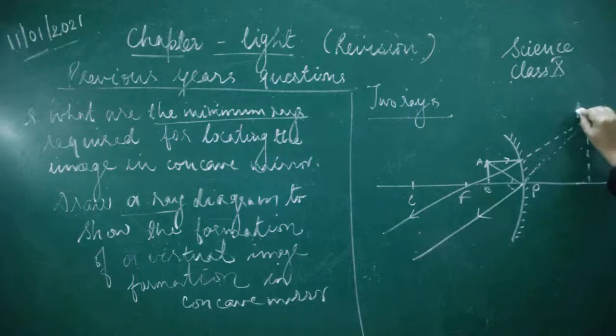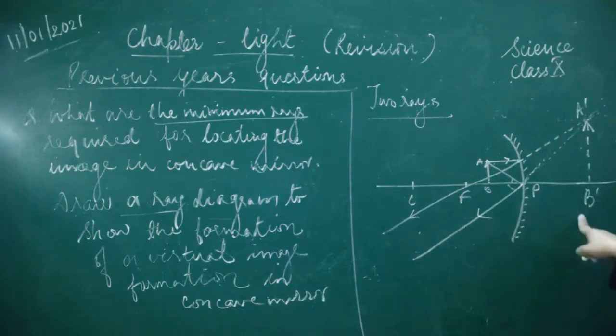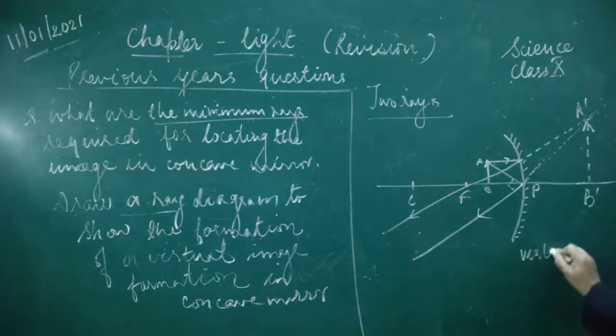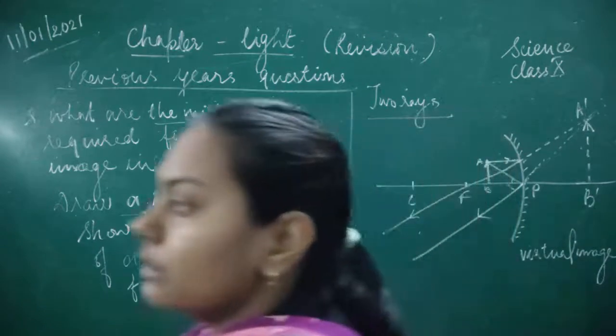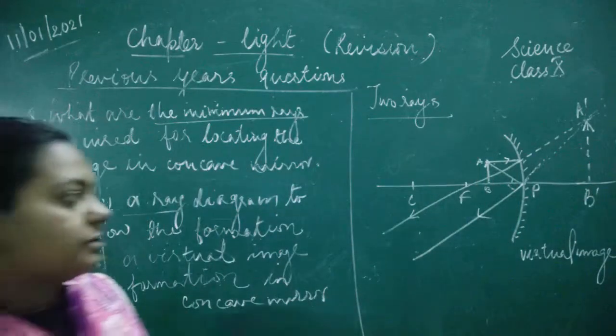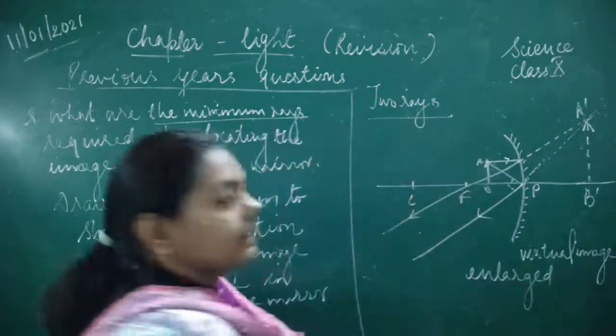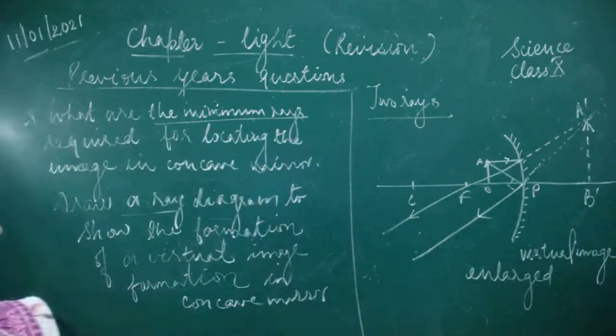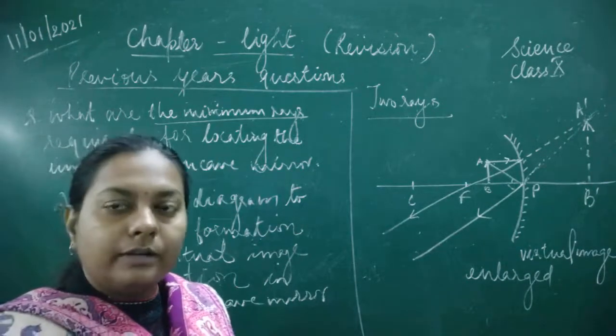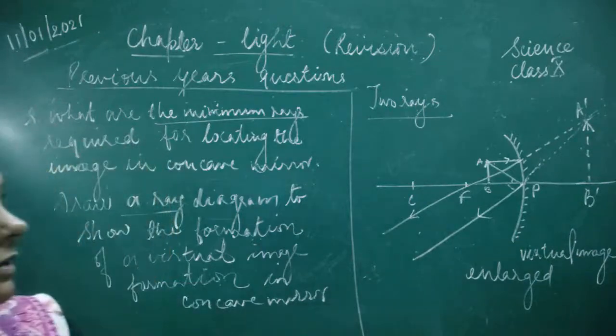So this is A dash and B dash. Okay, so you can understand that this is the object, this is the image. One virtual image is being formed. This is virtual image and this is enlarged also. तो अब यहाँ पर आप देख सकते हैं कि वर्चुअल इमेज बनी है और एनलार्ज्ड इमेज है. गॉट इट? ओके.